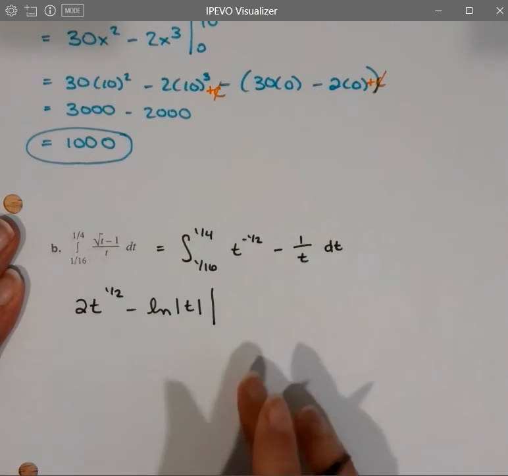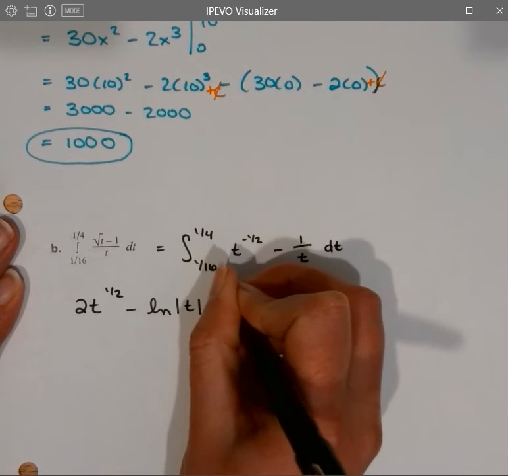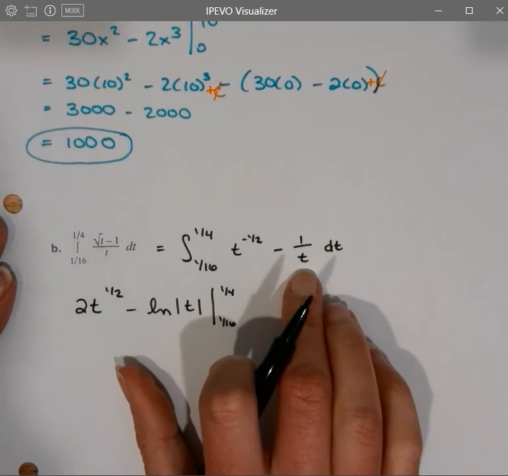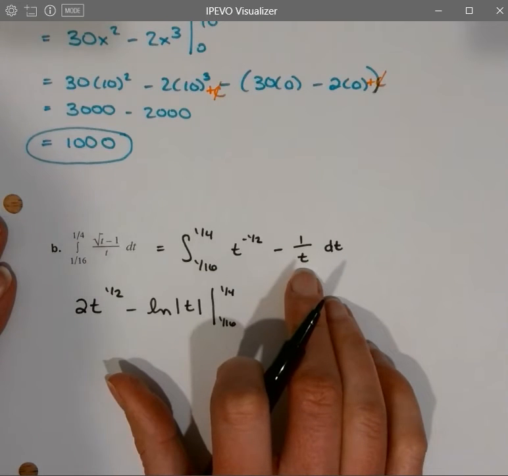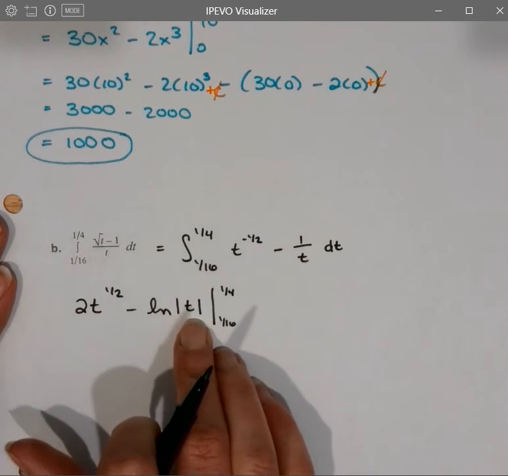Instead of plus c, we're just going to bound it between the lower bound 1/16 and the upper bound 1/4. Remembering that 1 over t does not use the power rule. You can't use a negative 1, add 1 to it and get 0 and divide by 0. Instead, that integrates into the natural log.